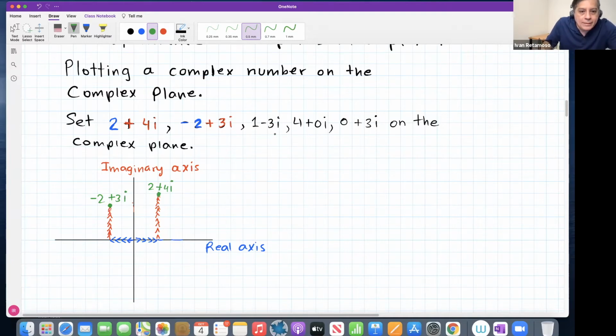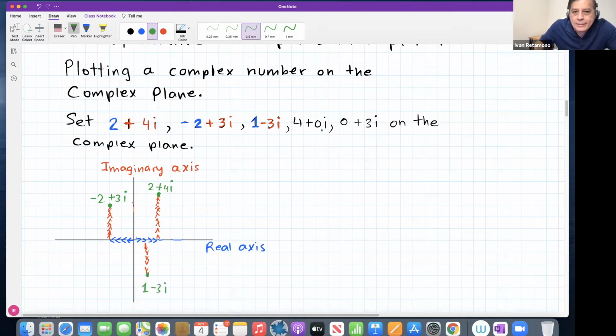Another one here, 1 minus 3i. Immediately identify your real part, followed by your imaginary part. Remember, the real part is measured on the x-axis, so 1 to the right, and 3 down, because this is negative 3i, right? So 3 down means 1, 2, 3 down here, right? Yeah, very good. And this, guys, should be our complex number 1 minus 3i.